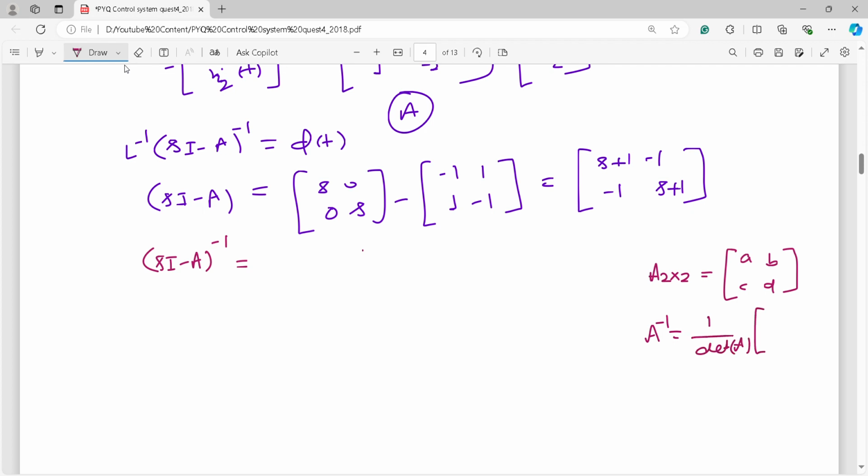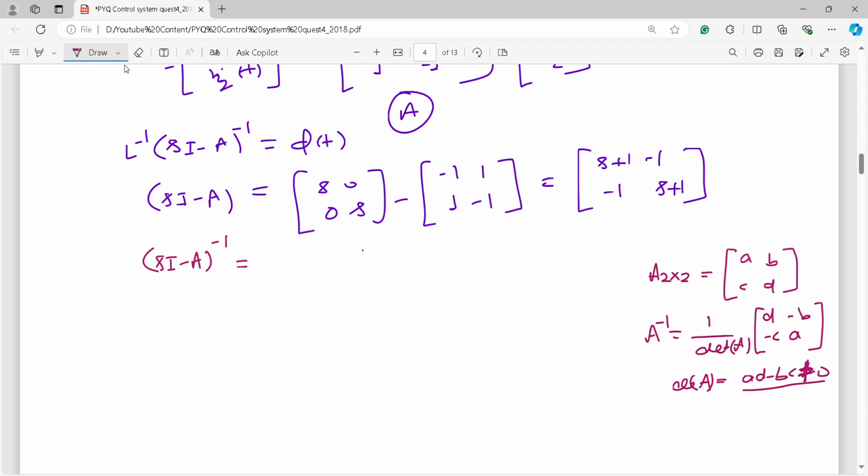So D, A minus B minus C. The main diagonal elements are going to interchange, and for B and C just put the minus, this minus B minus C. And here the determinant of A is equal to AD minus BC, and it should not equal 0. Not equal to 0 means if it's 0 then the inverse does not exist, right?